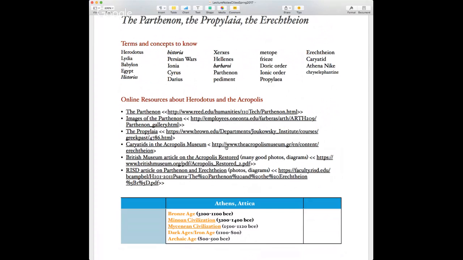This website here is about the Caryatids, in the Acropolis Museum, which is an amazing museum in Athens. It's right across from the Acropolis. It has a lot of stuff in it, but it's also just architecturally really amazing, because part of the museum is directly across from the top of the Acropolis, and it's not that far from it.